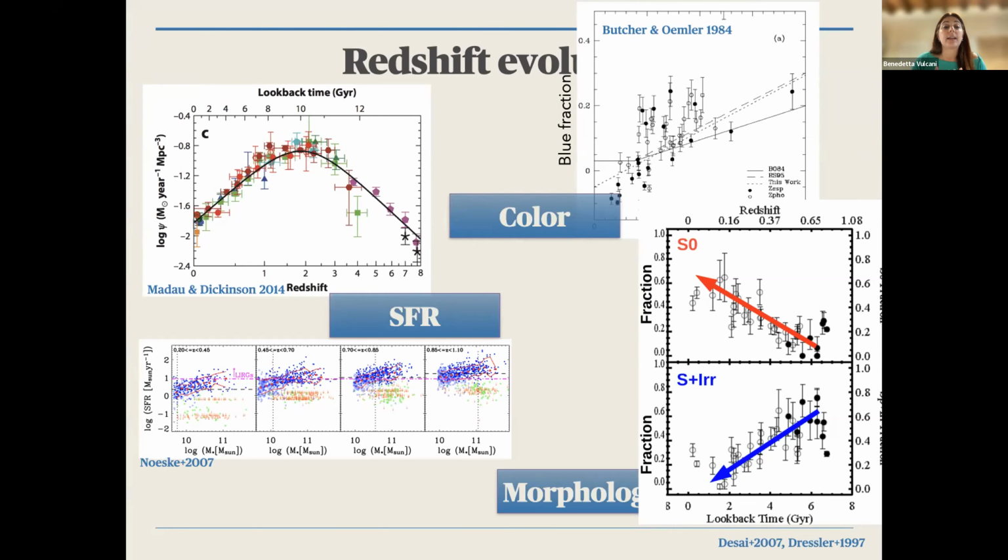And we see that at around redshift 2, there is a peak in star formation rate density. And now we are in a phase of decline, meaning that overall, the entire universe is forming stars at a lower level today with respect to the past. So galaxies change their properties depending on time, but this is not the only parameter that affects their evolution.